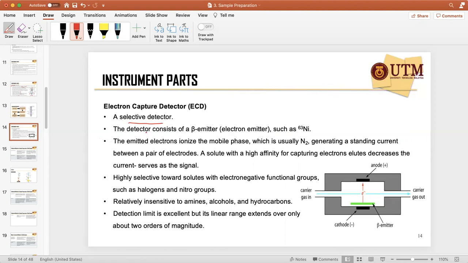Okay. The detector consists of a beta emitter, electron emitters such as nickel 63. The emitted electron ionizes the mobile phase, which is usually nitrogen, generating a standing current between the pair of electrodes. A solute with a high affinity for capturing electrons, eluting, decreases the current, which serves as the signal. So in this case, the carrier gas, usually nitrogen, is going to be ionized. A solute with a high affinity for capturing the electrons would decrease the current, which serves as the signal.